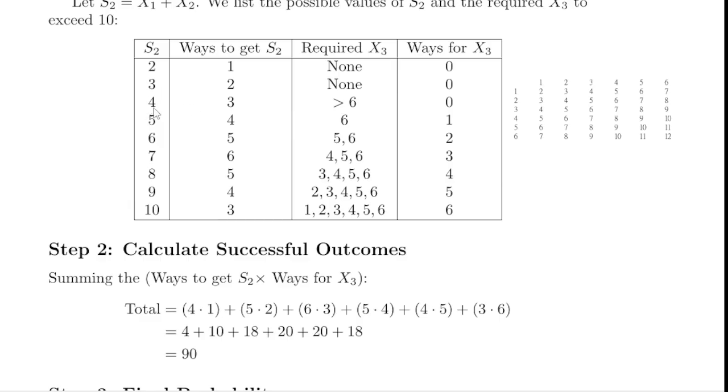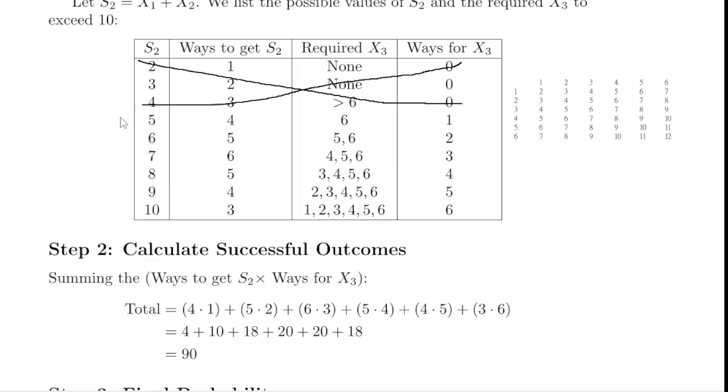So there's no way to do that. Same thing with 3 and 4. Because for 4, the maximum a third roll could be is 6. So you have x1 plus x2 is 4, plus 6 will make it 10. So it doesn't exceed. So these we could just eliminate. And then we move on to 5.